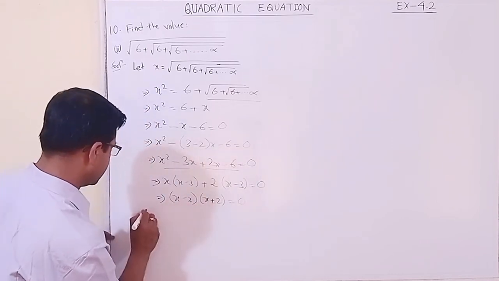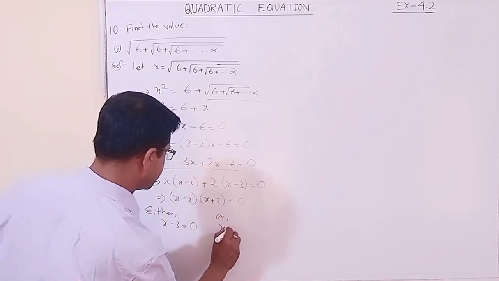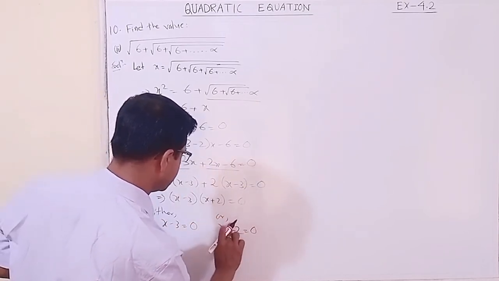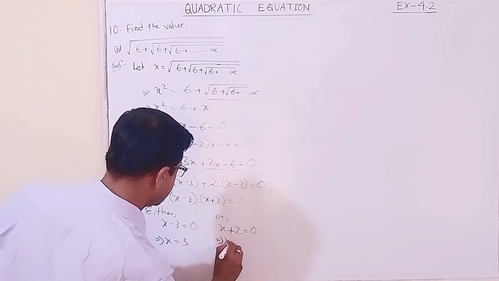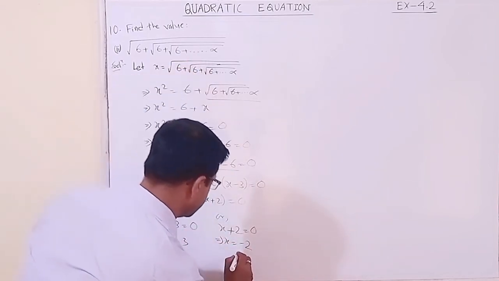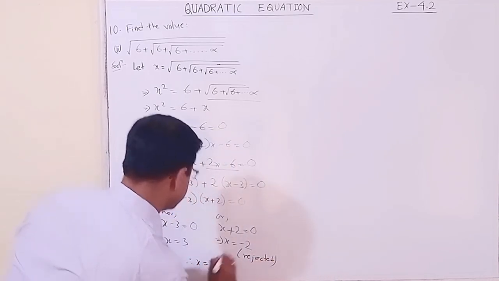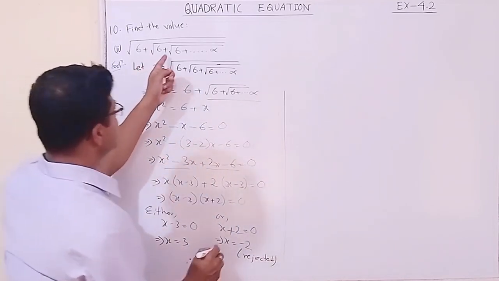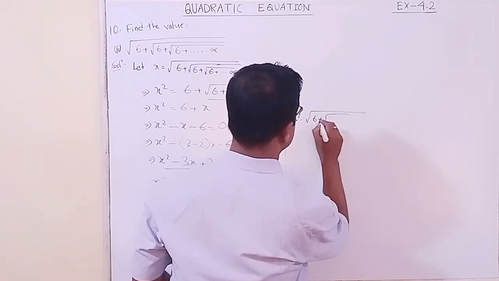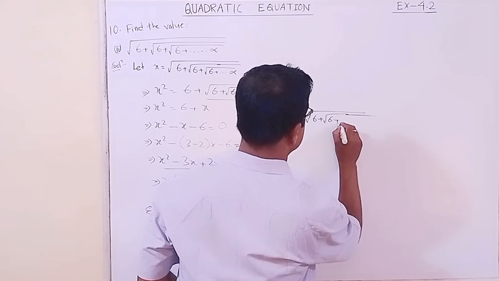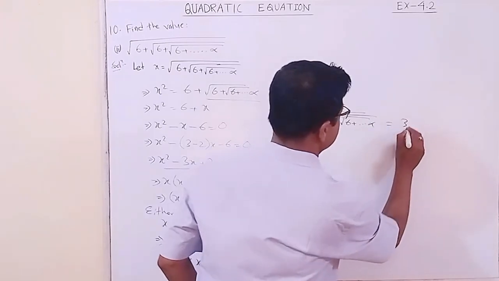So either this is 0 or this is 0. x minus 3 is equal to 0 or x plus 2 is equal to 0. So x is equal to 3, x equal to minus 2. Now its value cannot be negative, so let us reject this value. So therefore x is equal to 3. We are asked to find its value. Therefore its value is equal to 3. Have you understood this part?